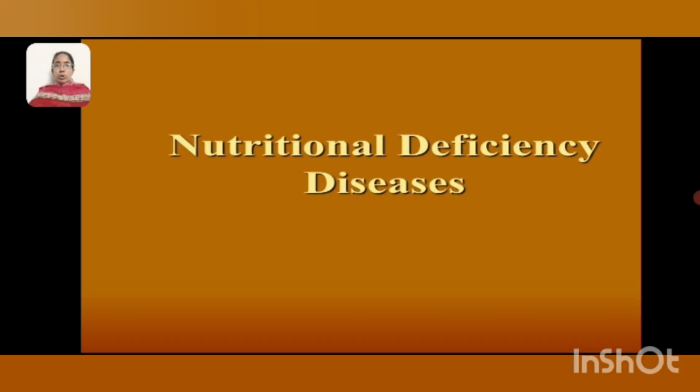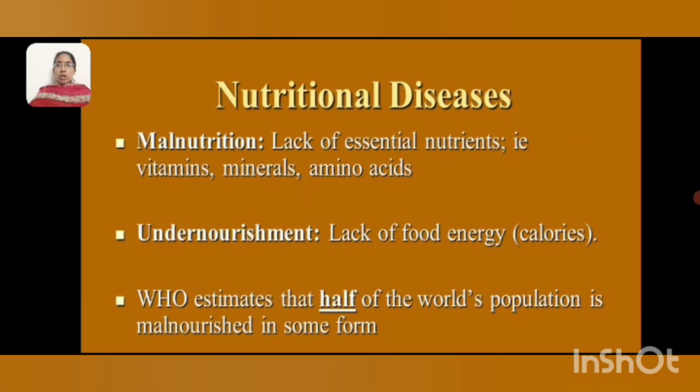Today we're going to see about the topic nutritional deficiency diseases. First, what is malnutrition? Malnutrition is nothing but the lack of essential nutrients, that is vitamins like vitamin A, B, C, D, etc. and minerals. Minerals are like sodium, potassium, phosphorus and calcium, and amino acids. When these essential vitamins and minerals are deficient in our body, it leads to malnutrition.